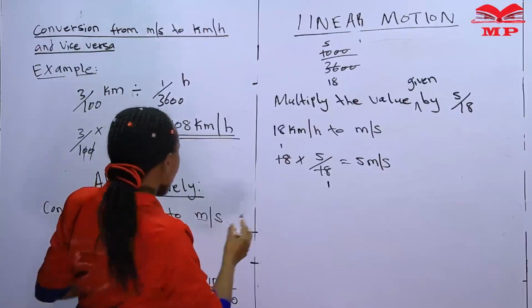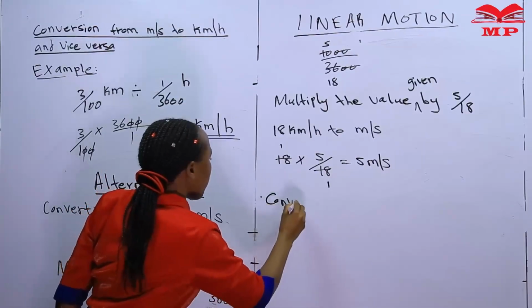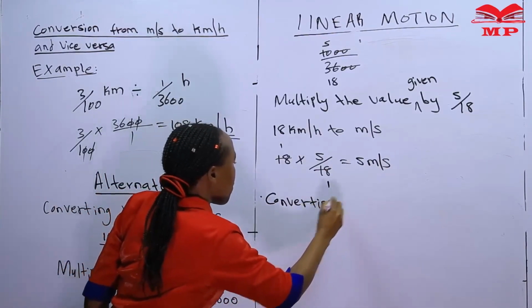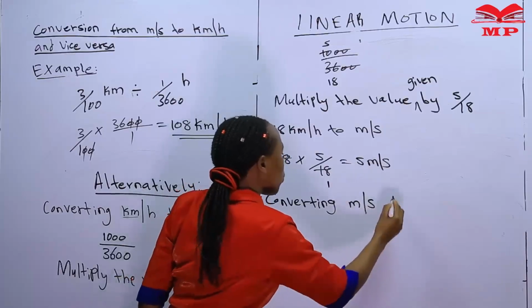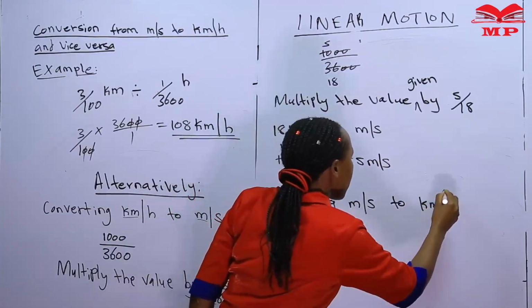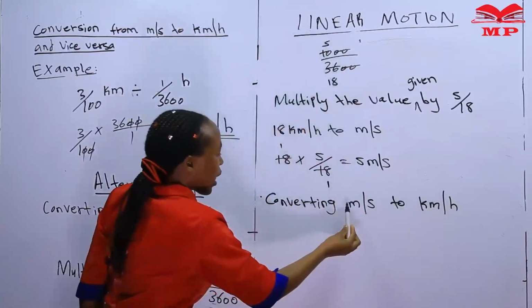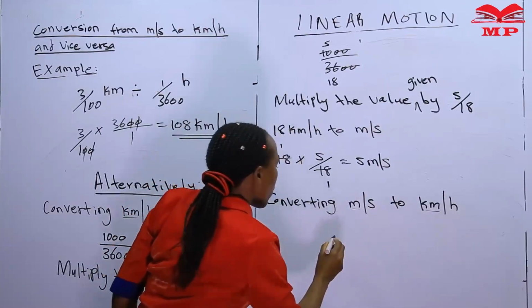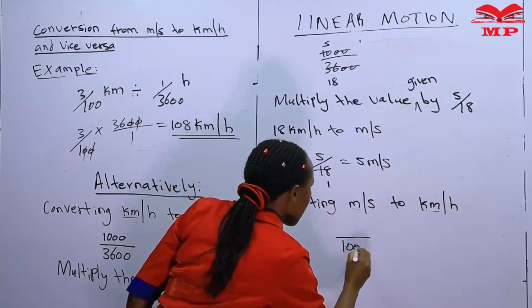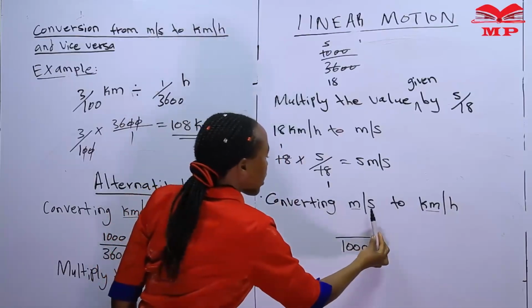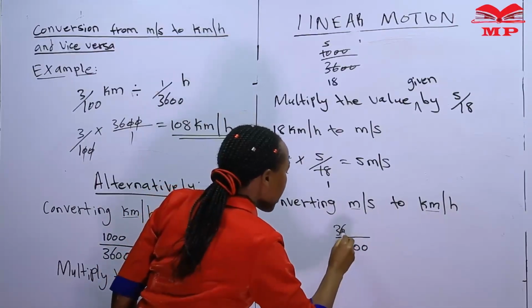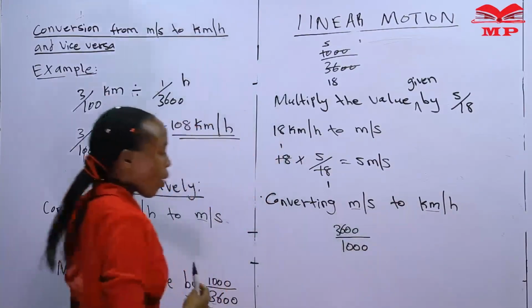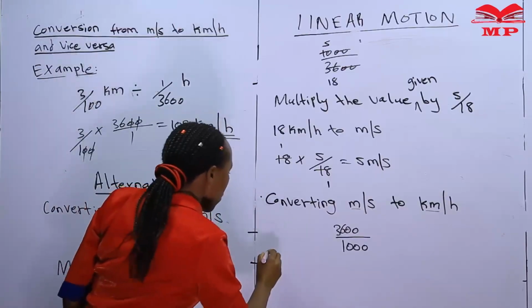Again, now converting meters per second to kilometers per hour. Again, we can ask ourselves, when we are converting meters to kilometers, we come and divide by 1,000. And then we know that 3,600 seconds make 1 hour. So we can also therefore multiply.